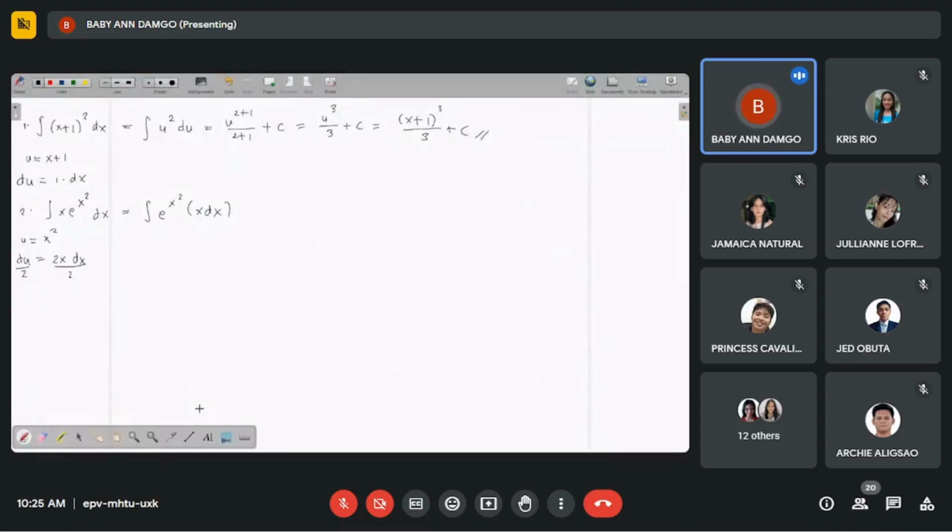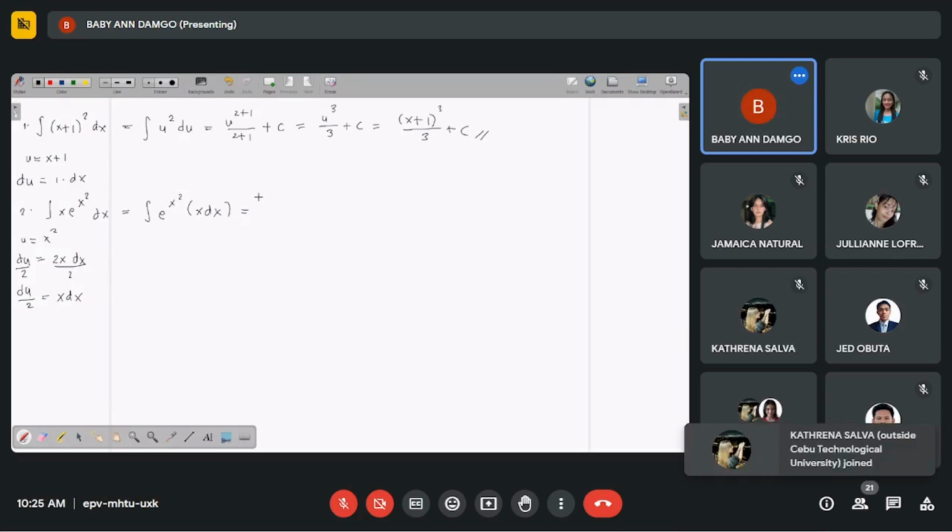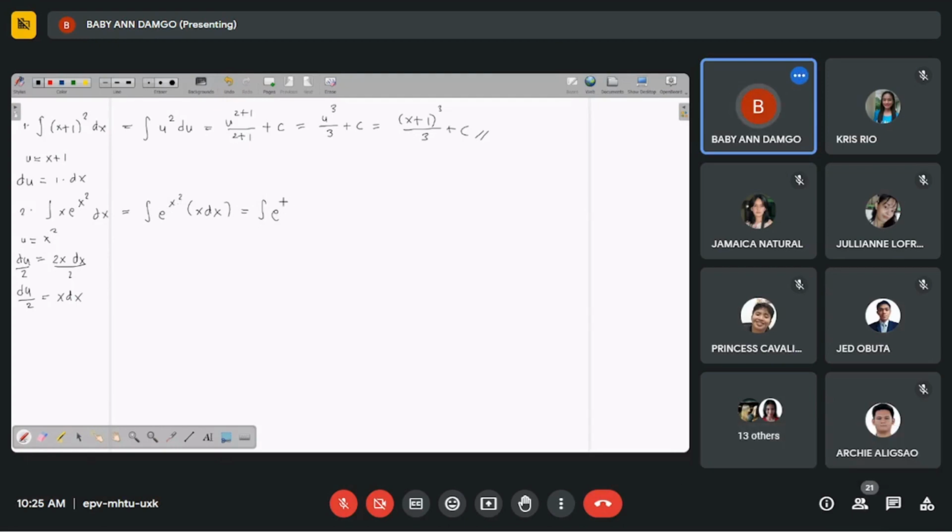So, since ang need na ato is x dx ra, so i-divide na ato both sides by 2. In which, ang results we have here, du over 2 is equal to x dx. Okay? So here, substitutan na nato ang tanang x, no? So, the integration of e to the x squared, so ang x squared nato diri is u. And then, x dx is du over 2.